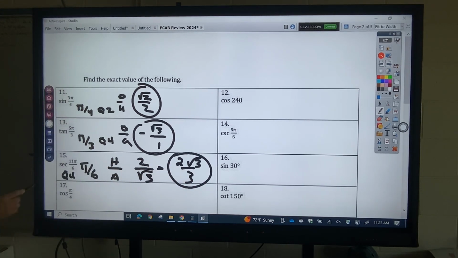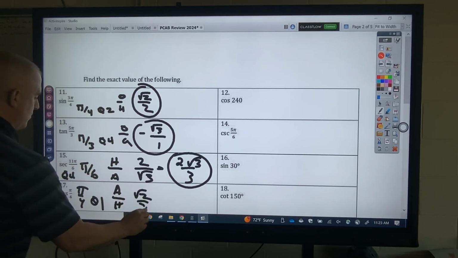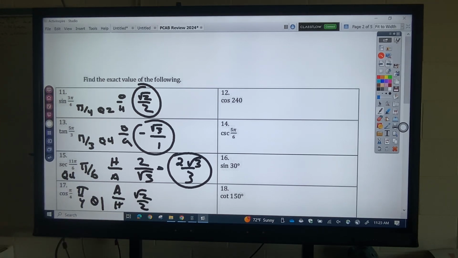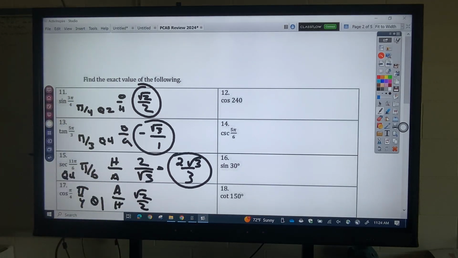All right, cosine, that's pi over 4, that's going to be in quadrant 1. Okay, cosine is A over H, that's square root of 2 over 2, and since it's in quadrant 1, it's positive. Okay, all right, let's do these over here just so when I scroll down, I don't miss those.